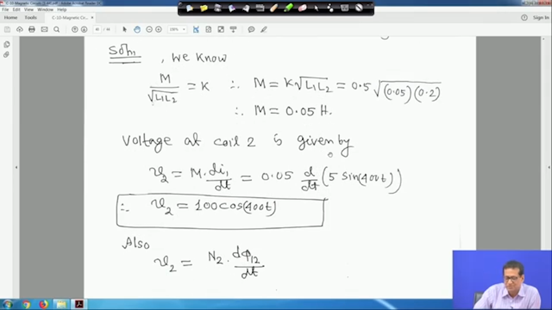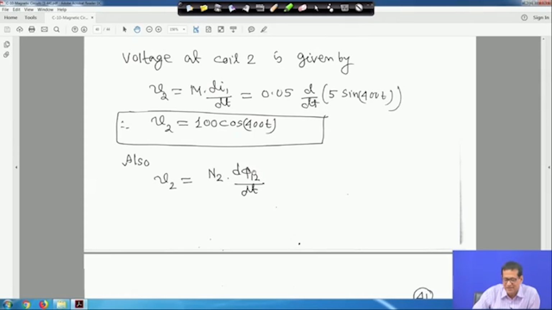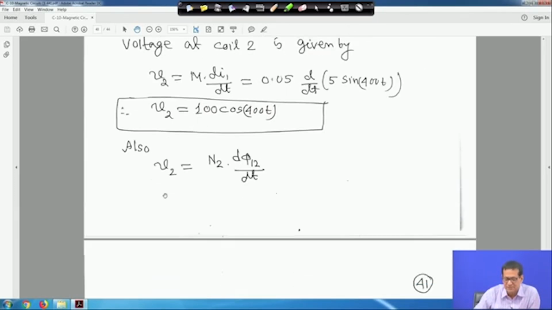Now, voltage of coil 2 is given by, we know that V2 is M into di1 upon dt. So, M is 0.05 and I1 is given 5 sin 400t. If you take the derivative, V2 will become 100 cos 400t, right. That means also V2 we know is equal to N2 d phi12 upon dt, but we have got V2 is equal to 1000 cos 400t, right. So, now in this case V2 you substitute here, N2 is known and you have to integrate.